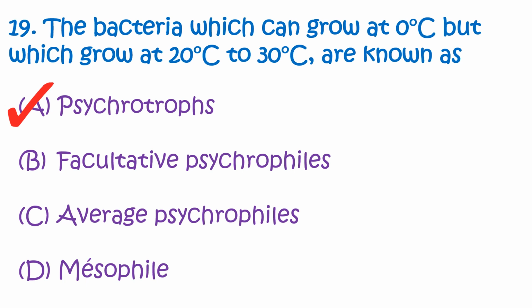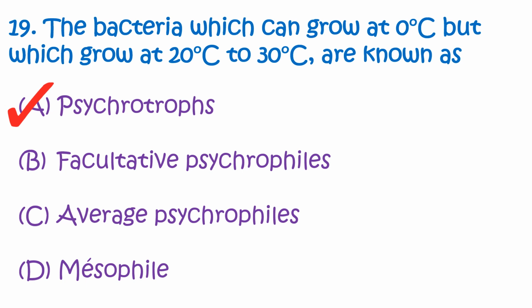Psychrotrophs are the organisms which are able to grow at 0 degrees Celsius, but their best temperature range is 20 degrees Celsius to 30 degrees Celsius. And these organisms cannot grow at temperature above 40 degrees Celsius. They are normally encountered in low temperature food spoilage because they can operate or grow at refrigeration temperatures.